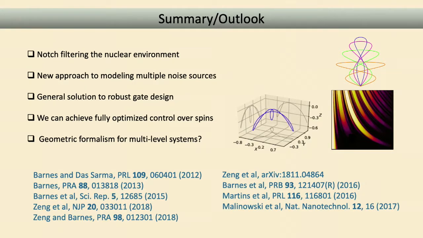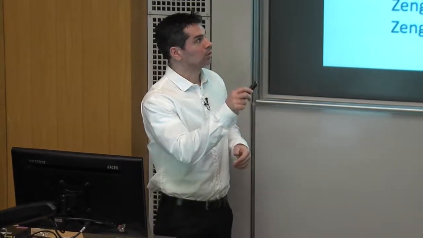And I think hopefully I've convinced you that you can achieve fully optimized control over spins and other kinds of qubits. And you can systematically figure out ways to combat noise and decouple the system from its environment that can extend the lifetime of the information stored in the qubit by orders of magnitude, just at the software level. And we're currently working to extend all these ideas to multi-level systems, many qubits coupled together. And hopefully we'll have some results in that before too much longer.